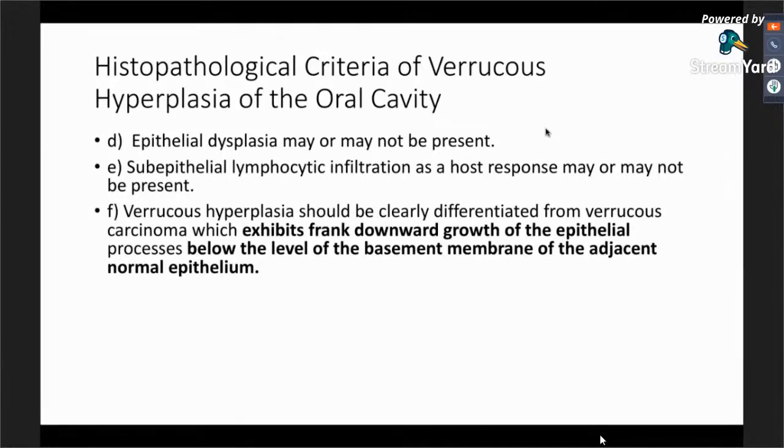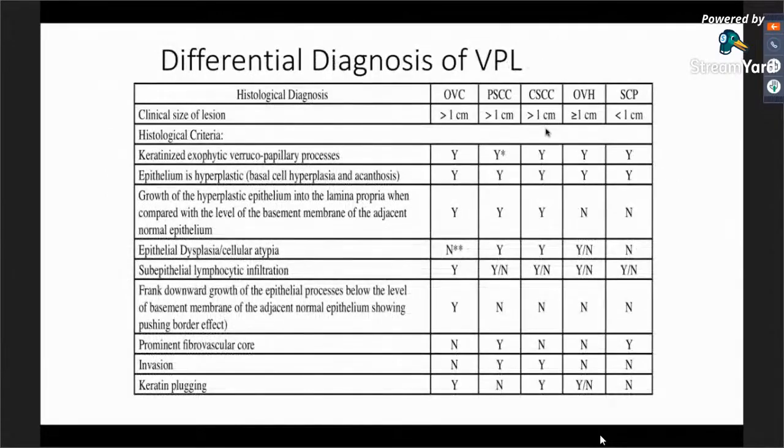So this is something that we had worked out and published, where we put down all the possible criteria for histological diagnosis. And this is the diagnosis: oral verrucous carcinoma, papillary squamous cell carcinoma, conventional squamous cell carcinoma, oral verrucous hyperplasia, and squamous cell papilloma. And these are the criteria that we put in, and these were the criteria that we used when we were doing that project that I have explained earlier.